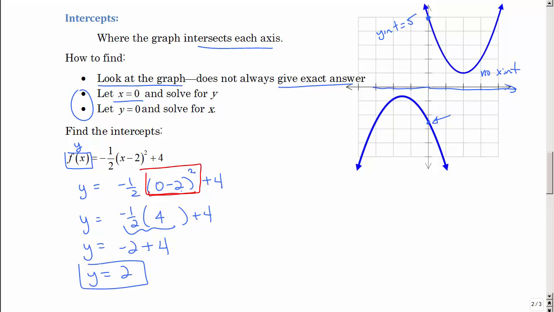That's the easy one. Now how do we do those x-intercepts? Well, we let y equal 0.